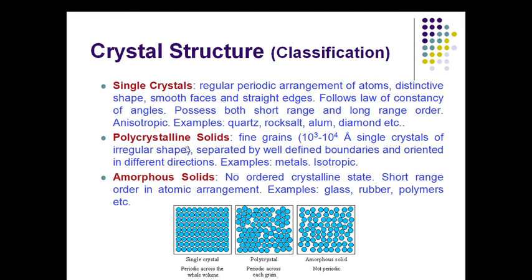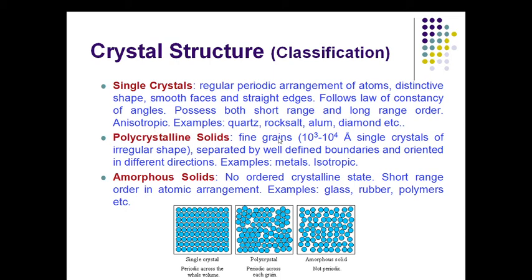So again, crystalline solids are classified into two types. Single crystals have a regular periodic arrangement, and can have smooth faces, sharp edges, straight edges, and a distinctive shape for different materials. They have both long and short range order, and the examples are quartz, alum, diamond, rock salt, calcite. They all follow the law of constancy of angles, and they are anisotropic. That means their physical properties change in different directions.